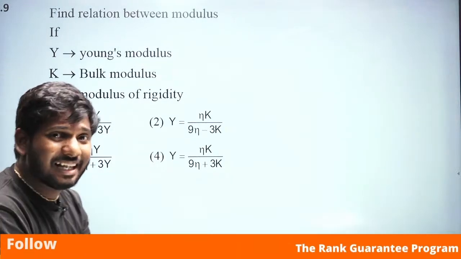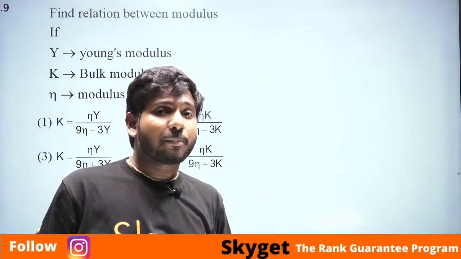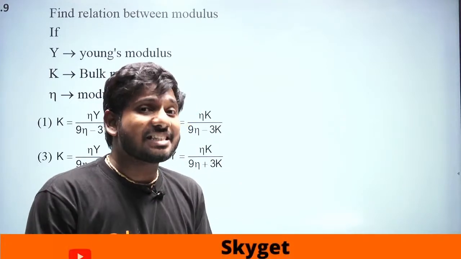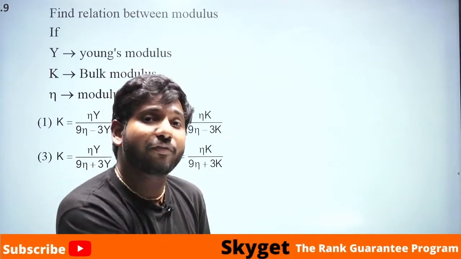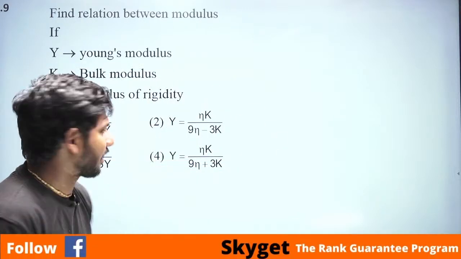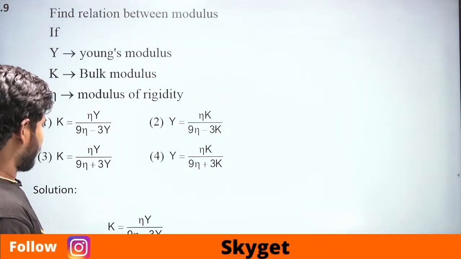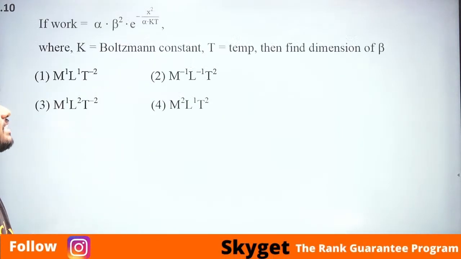This question is a bit lengthy, students. You should not solve it in the beginning. If you have already solved it previously, then it's okay. This kind of lengthy question you should not select in the first attempt, students. But this is an easy question, just based on a formula. So what is the next question, students? The answer will be eta Y by 9 eta minus 3Y.